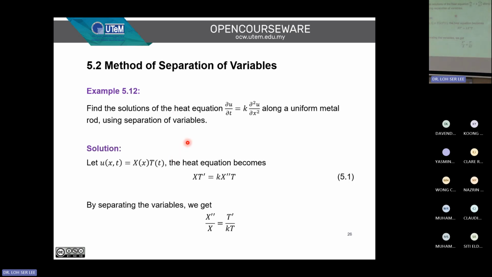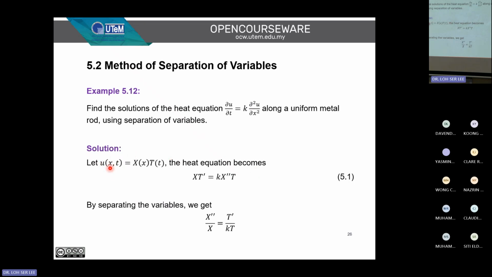Okay, next we look at the method of separation of variables in a general form. Now, given this heat equation along a uniform metal rod, we want to solve this PDE using separation of variables. Here you are given only the PDE without any boundary conditions and also the initial conditions. So what we can obtain is just in a general form.